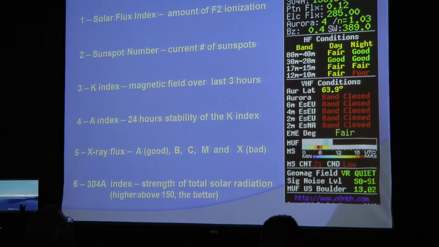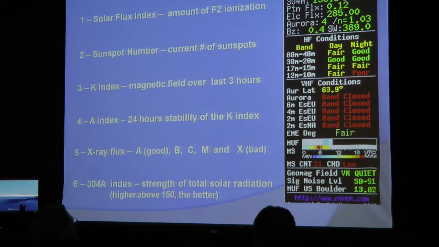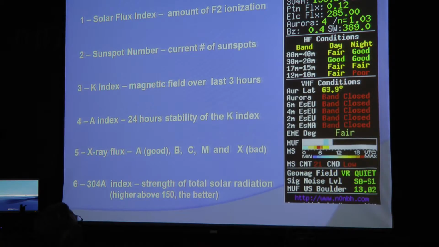Thank you very much. Okay, the 304 index, again, this is getting a little technical, but it's the strength of the total solar radiation, and right now, at that time in the morning, it was 158. I don't know what it is right now, I don't care, but anyway, the higher above 150 it is, the better.